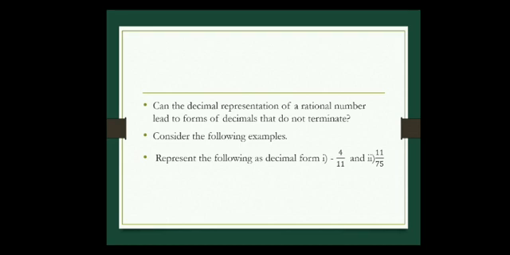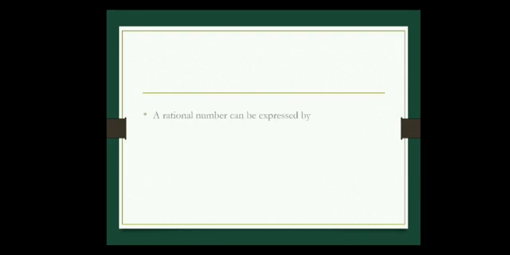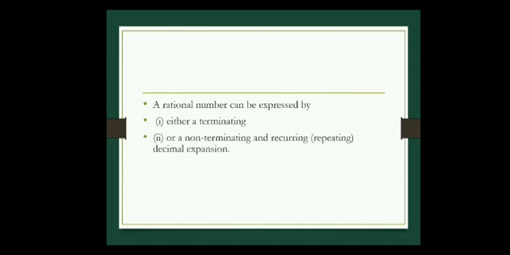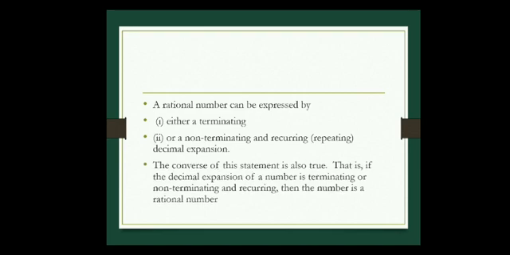When you divide a rational number by the long division method, if you are not getting remainder as 0, and if the remainders are repeating again and again, the decimal places won't stop. At that time we call that decimal non-terminating or recurring. So any rational number can be expressed by either a terminating or a non-terminating and recurring decimal expansion. The converse of this statement is also true. That is, if the decimal expansion of a number is terminating or non-terminating and recurring, then the number is a rational number.